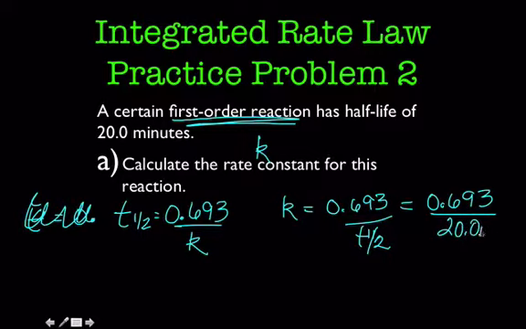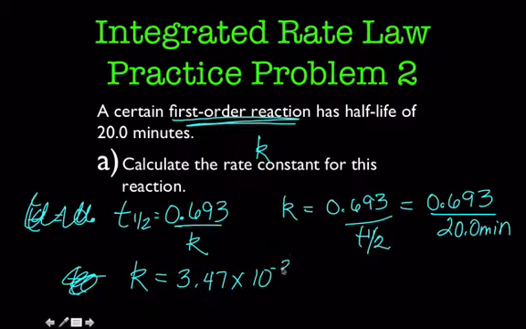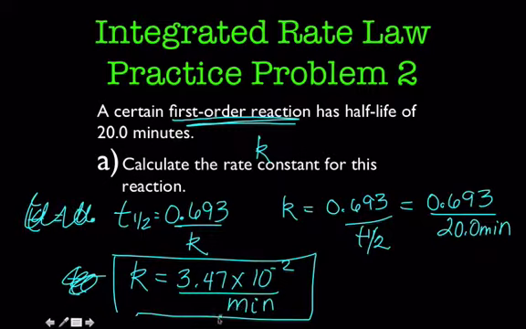So I'm going to plug that in on the bottom. It doesn't have to be in seconds unless they specify the unit of time. So since they didn't, I'm going to leave it in minutes. k then is going to end up being 3.47 times 10 to the negative second, and that's going to be per minute. So that's the value of my rate constant right there.